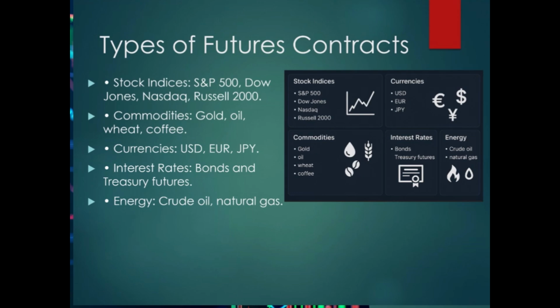So let's talk about the big takeaways from this, right? Futures contracts don't lock you into one market. They're an open door to everything: agriculture, stocks, currencies, bonds, energy, like we just described.